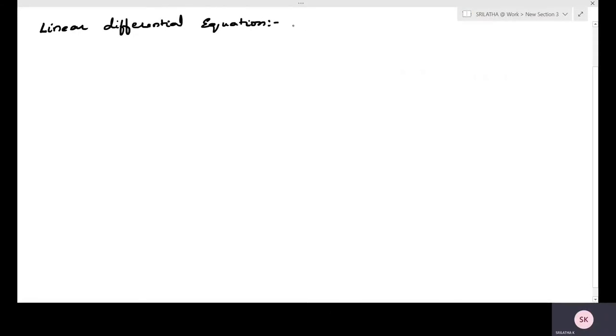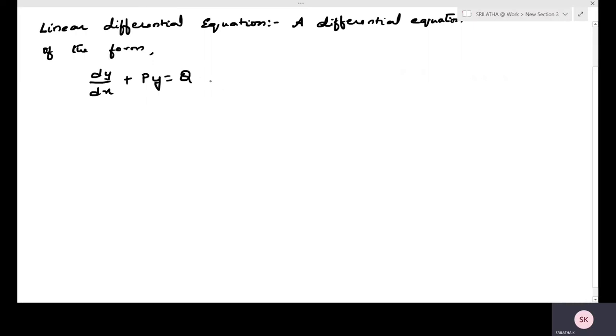An equation of the form dy by dx plus p into y is equal to q. I'll take this as equation number one, where p and q are functions of x alone.